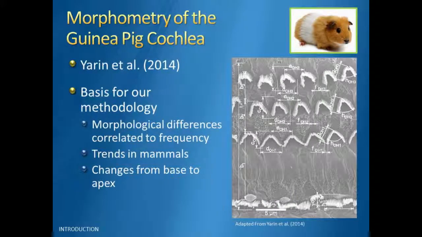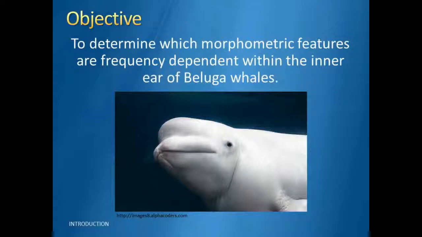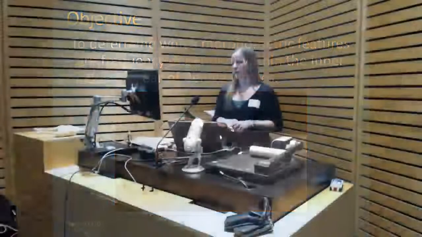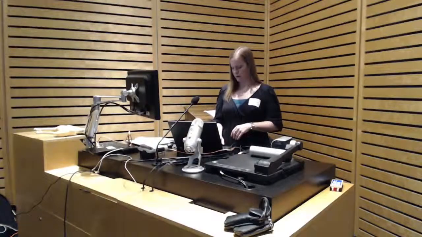So the basis for the methodology we were looking at is from a paper by Yaron, looking at guinea pig cochlea. And you might think, guinea pigs, they're tiny. Belugas are much, much larger. Where is the similarity? But there are many well-documented trends in mammals relating the morphological differences to the frequencies at any given point in the cochlea and how those change throughout the cochlea from the base to the apex. So the objective of the work I was looking at was to determine which of these morphometric features are frequency dependent within the inner ear of the beluga whale.